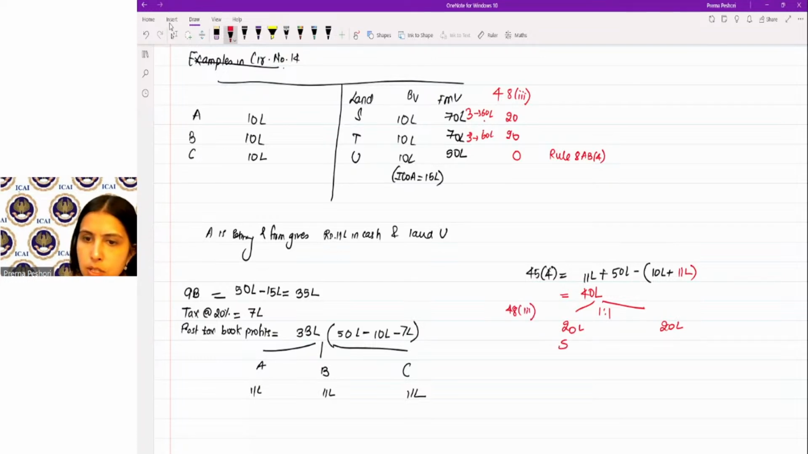So now when S is sold and T is sold, 20 lakh will be allowed as deduction. Whether this is long-term capital gain or short-term capital gain, consider both of these, S and T, as long-term capital assets. So then this will be long-term capital gain. Clear? Are we clear with this example? Any doubt?